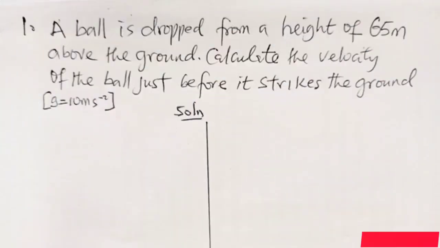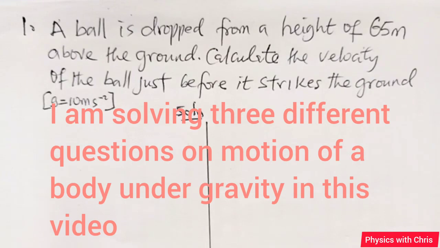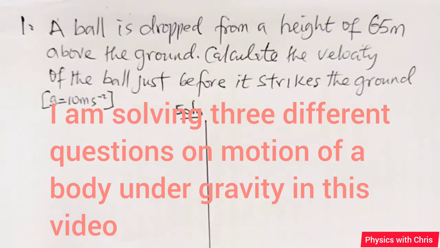So we are looking at this question. The ball is dropped from a height of 65 meters above the ground. Calculate the velocity of the ball just before it strikes the ground. Take G as 10 meters per second squared.